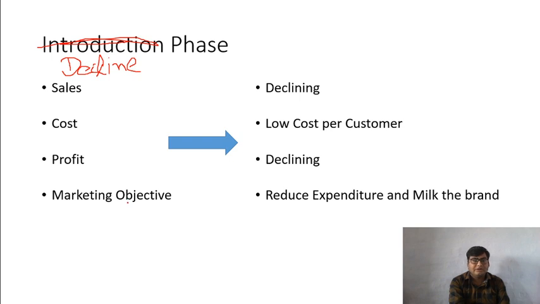And what should you do when you enter the decline phase? Your marketing objective is to reduce the expenditure and get as much profit as possible from the brand that you have built. So while your sales are declining and your profit is declining, your objective is to earn as much profit as possible. And how can you earn profit? By reducing your expenditures, by reducing your expenses. And there are some strategies in the decline phase as well.